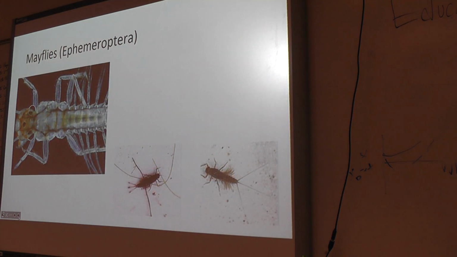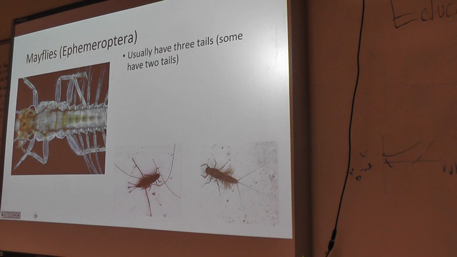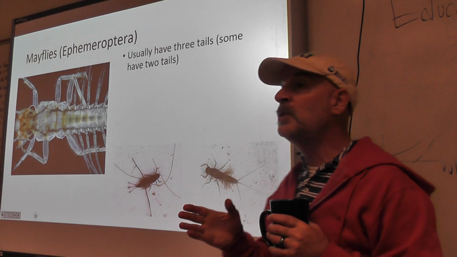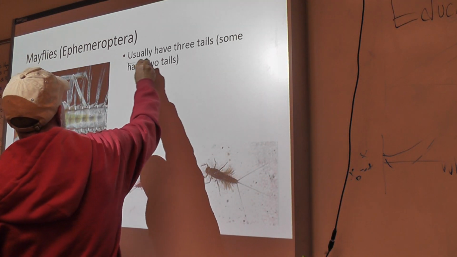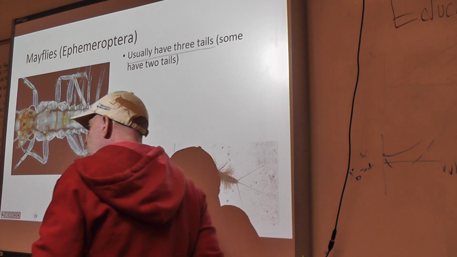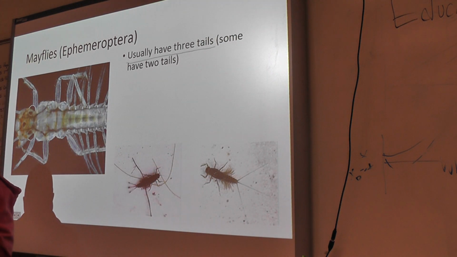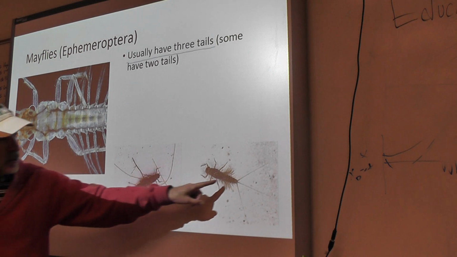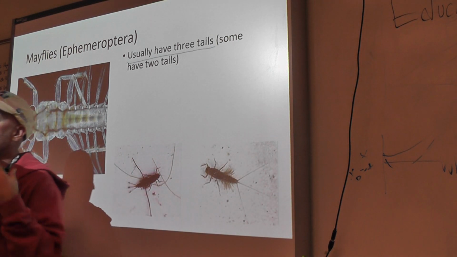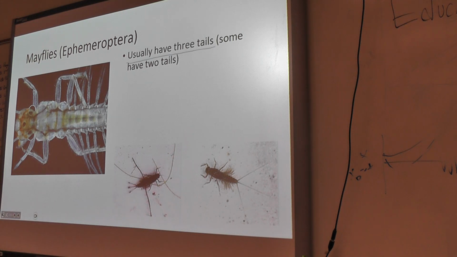And then the next group is the mayflies, Ephemeroptera, and there's a few things you can look for with mayflies. The giveaway is if they have 3 tails. If you see something with 1, 2, 3 tails, it's a mayfly. But some mayflies only have 2 tails. If you see something with 2 tails, then it might be a mayfly, or it might be something else, which we'll look at in just a second.